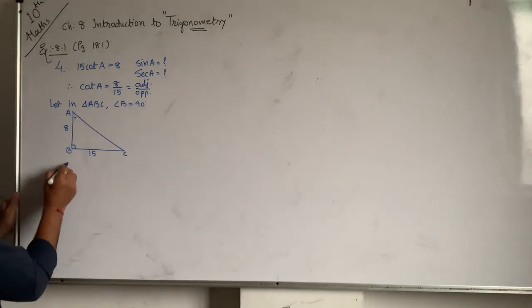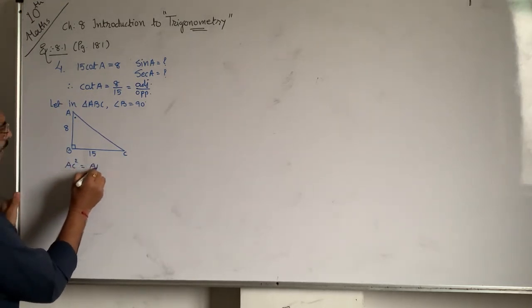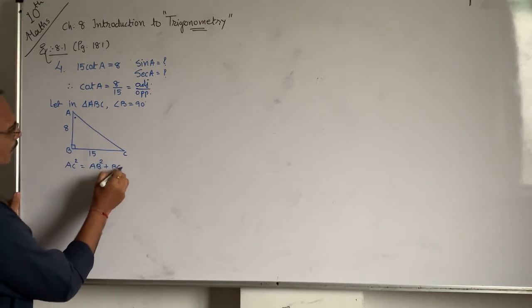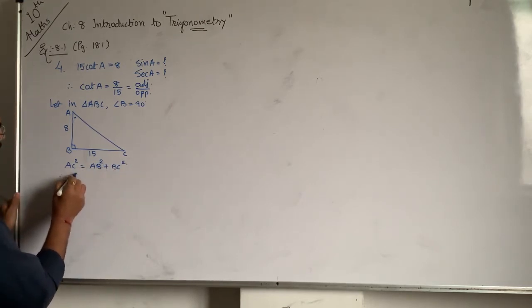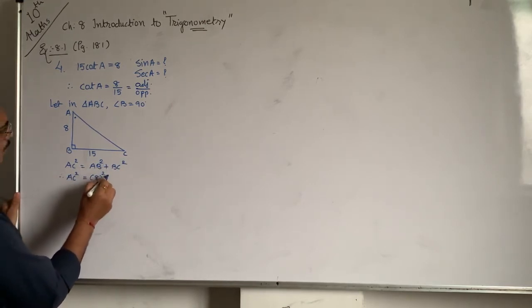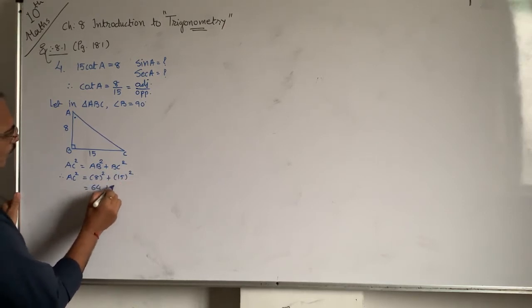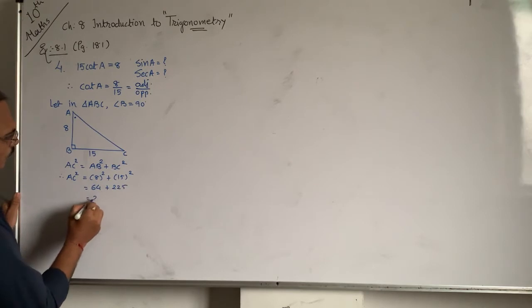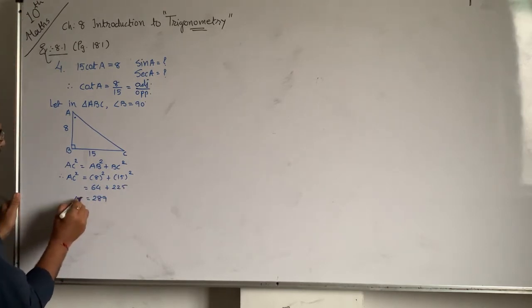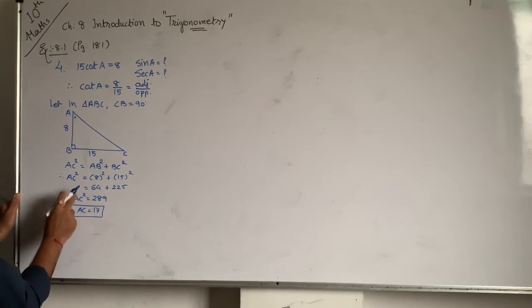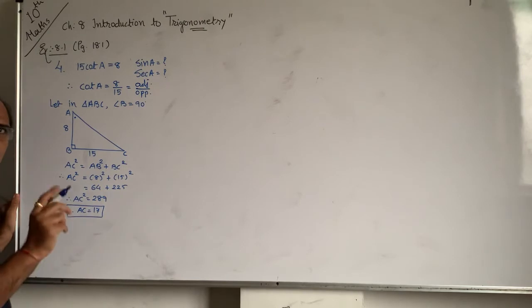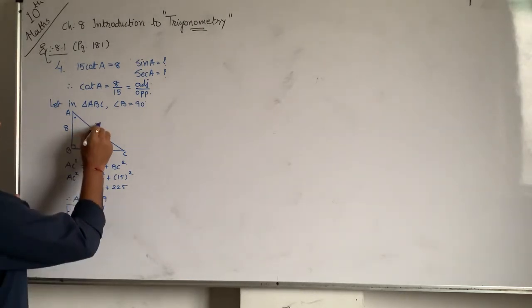Okay. So AC square equals AB square plus BC square. AC square equals 8 square plus 15 square. 64 plus 225, that is 289. AC square equals 289. So AC equals what? Move the square to the other side as a square root. Square root of 289 is 17.